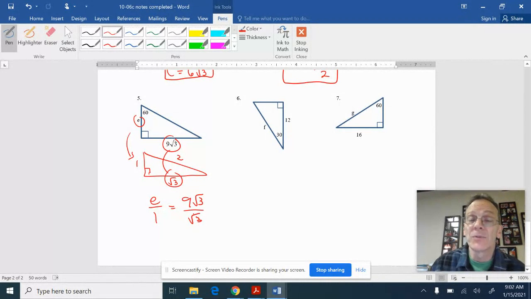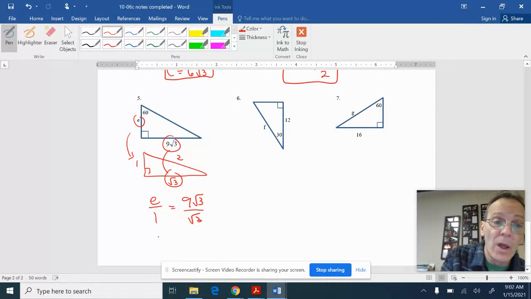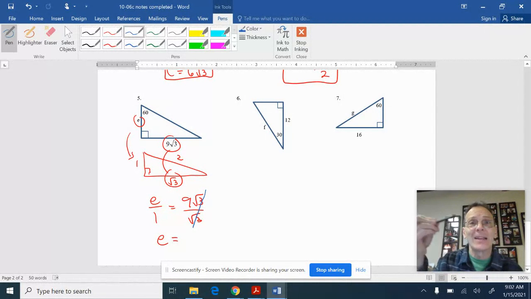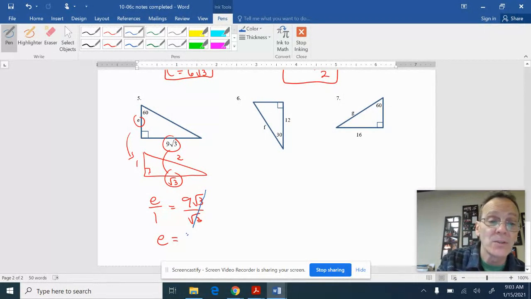Again, solving this really requires no algebra. E over 1 is E, but it does require simplifying this time. The square root of 3 divided by the square root of 3 cancels itself out. Anything divided by itself is 1, right? 6 divided by 6 is 1. Negative 5 divided by negative 5 is 1. You learned this in grade school, okay? In grade school, you were just never asked, what is the square root of 3 divided by the square root of 3? But anything divided by itself, principle you understand, is 1. And so E is equal to 9. Okay?